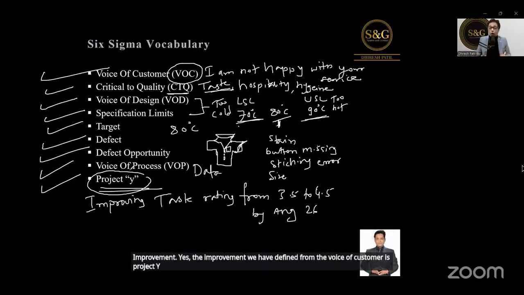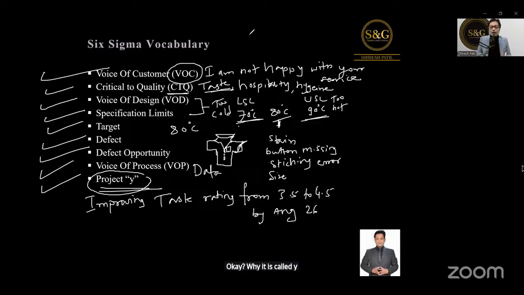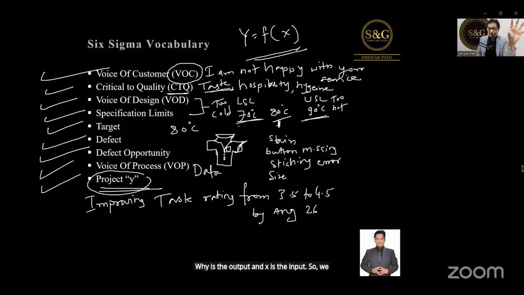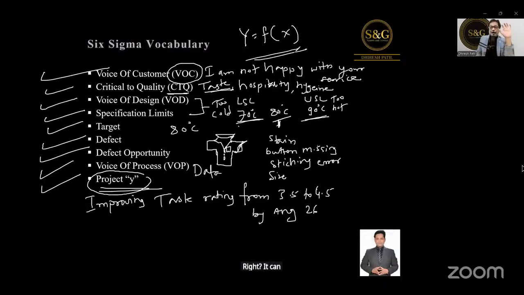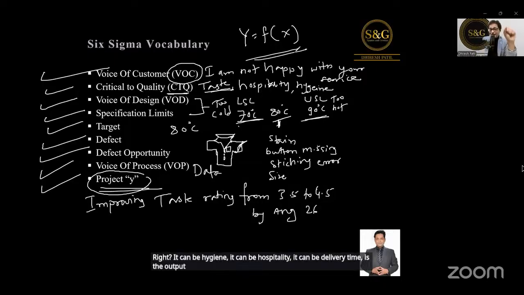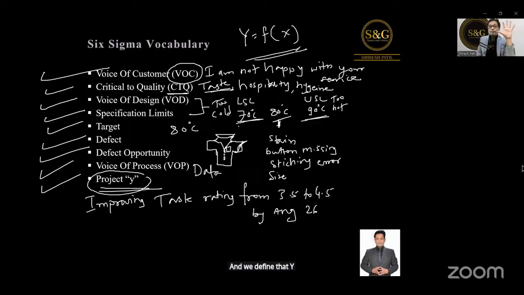Okay. Why is it called Y? Because Y is equal to function of X. And everybody knows this: Y is the output and X is the input. So we define Y. Y in this case is the taste, right? It can be hygiene. It can be hospitality. It can be delivery time. It is the output. And we define which Y we want to improve.